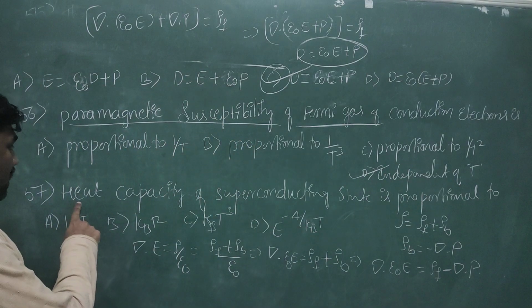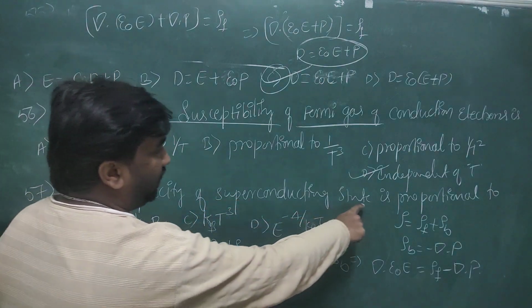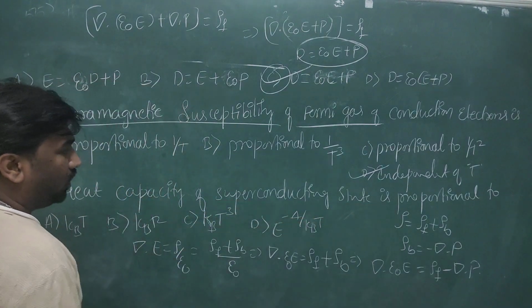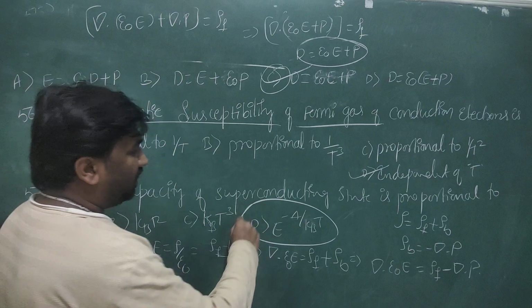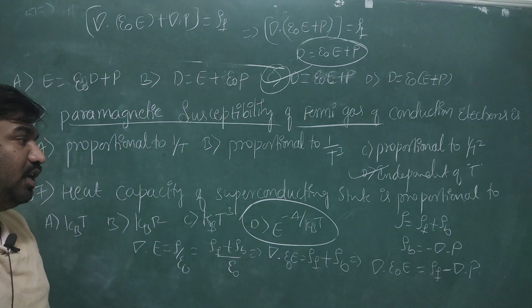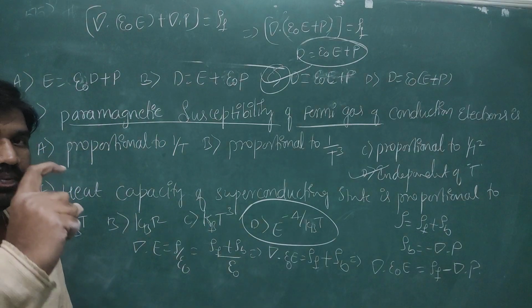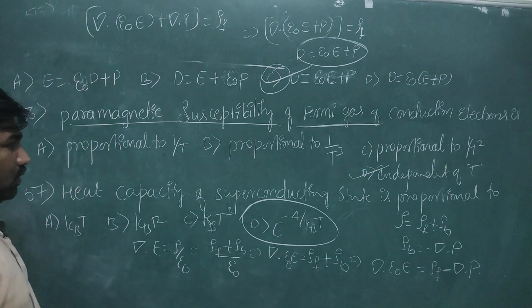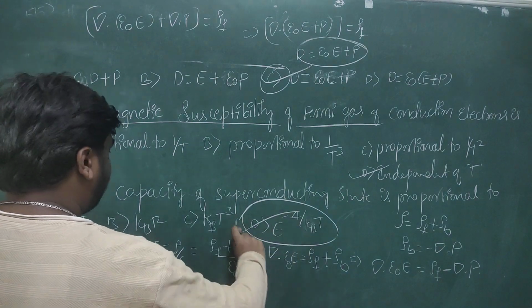And next question, heat capacity of a superconducting state is proportional to e power minus delta divided by kBT, where delta is energy gap. So, option D is correct.